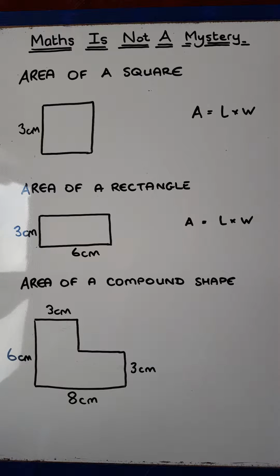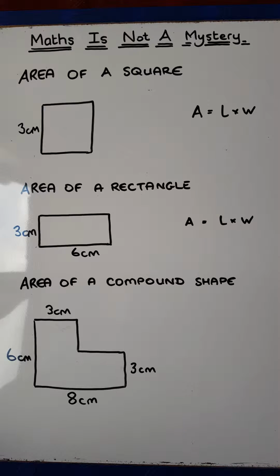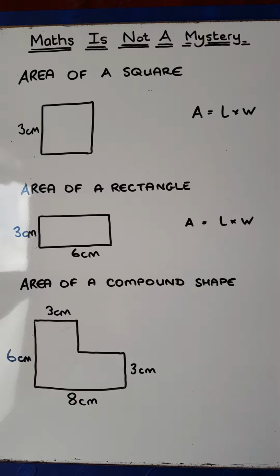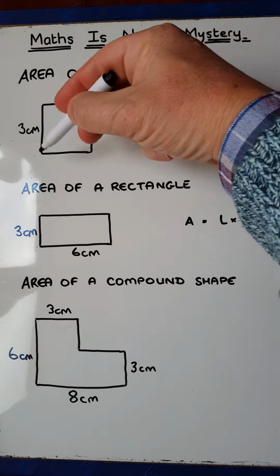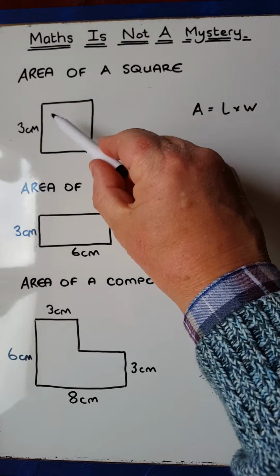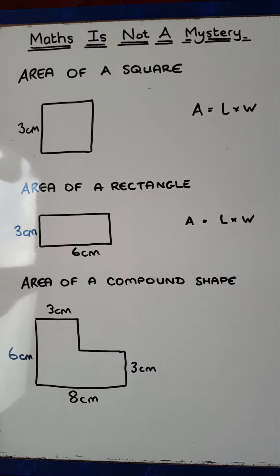Hi, today we're going to be looking at calculating the area of squares, rectangles and triangles. The area of any shape is the space inside the shape. Don't confuse it with the perimeter. The perimeter is the distance all the way around the shape. The area is the space that's covered inside the shape.